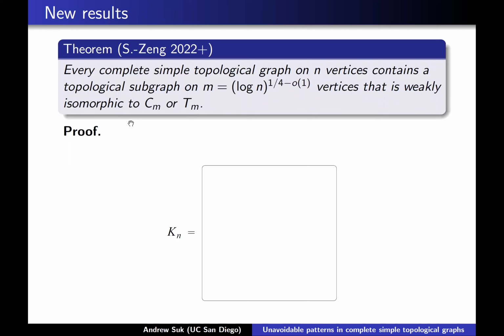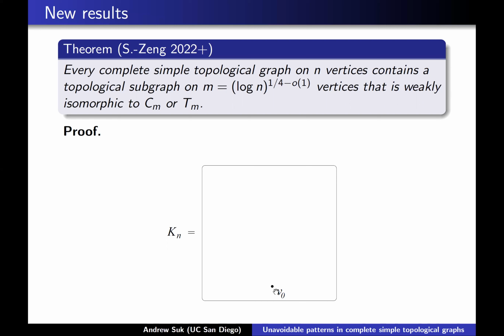So I'll start off with this one where you're trying to find a large CM or a TM in the complete n vertex simple topological graph. So suppose we have this complete simple topological graph on n vertices. We can assume there's a vertex on the unbounded face because if not, you can just project your drawing onto a sphere and then pick a face with a vertex on it, and then project that drawing back to the plane such that that face with the vertex on it becomes the unbounded face. And then your new drawing will be weakly isomorphic to the old one.